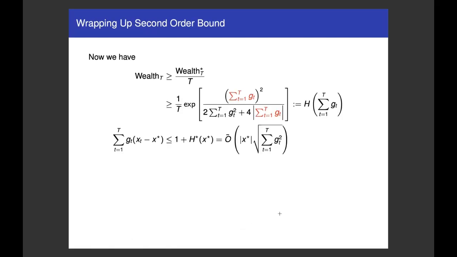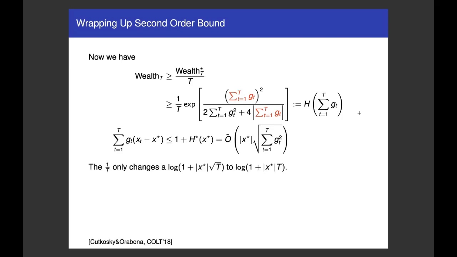So now we plug in our expressions for everything. Wealth is wealth star over t. We plug in our exponential expression. We get 1 on t times this exponent. And we redefine h as 1 on t times this times the value of the old h. Again, we can take the differential conjugate, and it turns out that this 1 on t extra term here doesn't make a difference. So we still end up with the second order bound.